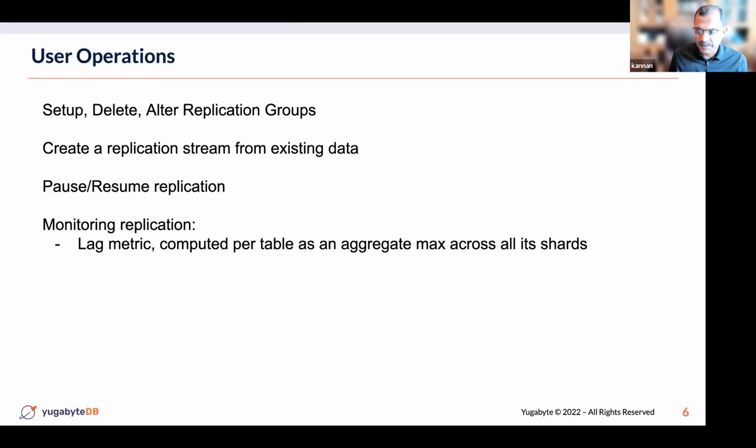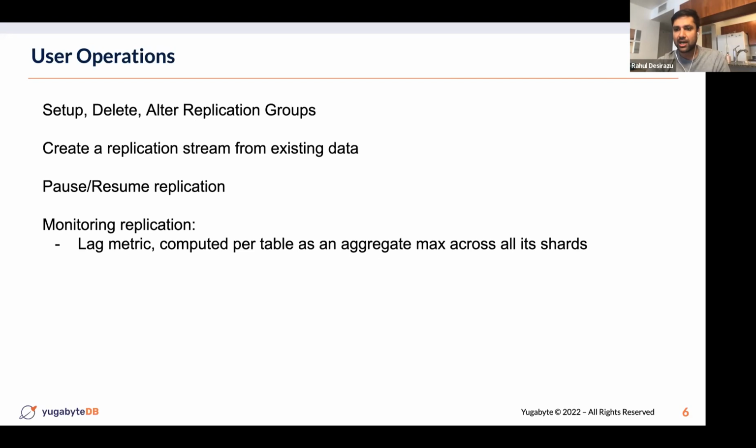Now let's talk about some of the user operations to control xCluster. Everything happens in the notion of replication groups, and a group is a set of tables or tables and indexes. The user has the ability to set up, delete, and alter replication on these tables and indexes. In addition, if a table already has existing data, the user can create a checkpoint on the source, do a backup restore of that table's data to the target, and then continue replication from that checkpoint.